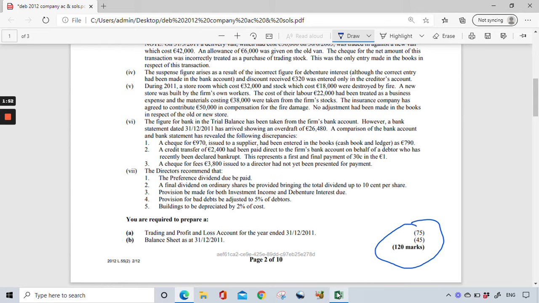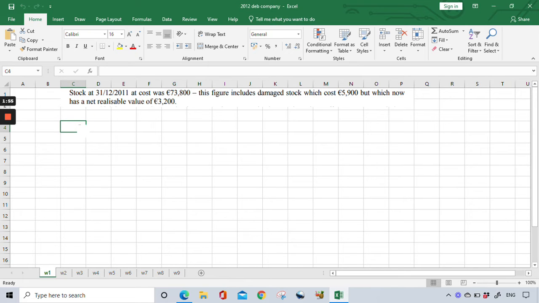So let's get going with the notes. Note 1, stock at 31st of the 12th, 2011 at cost was 73,800. This figure includes damaged stock which cost 5,900 but which now has a value of 3,200. So it has lost money. So it's going to be the 73,800 less, what have we lost? 5,900 take away 3,200 is the net loss. So that's going to give us 71,100.